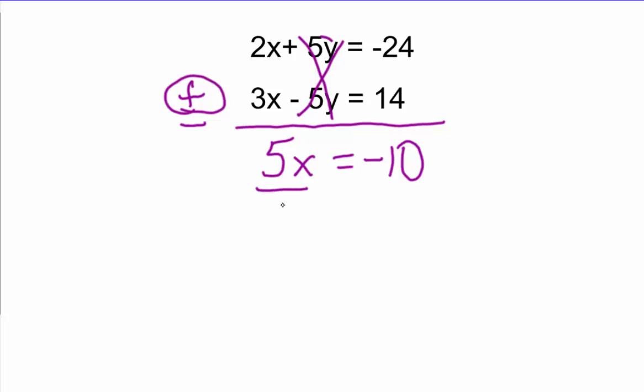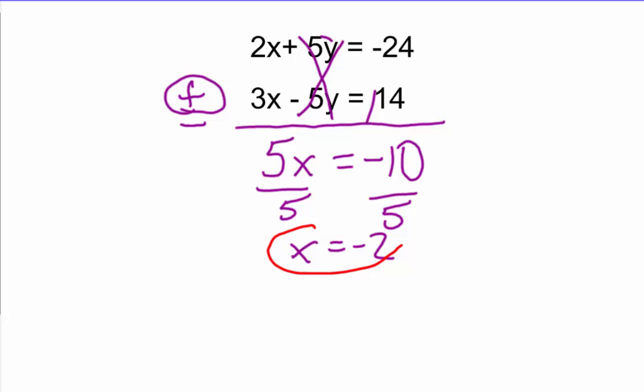All we have to do is divide by 5, right? And we get x is equal to negative 2. We're almost done now. We have to get our y component as well. So to do that, we need to plug it into either the top equation or the bottom equation. I'm thinking that the top equation looks a little bit easier because it doesn't have a negative sign. So I'm going to take this x equals negative 2 and plug it right in for that x variable.